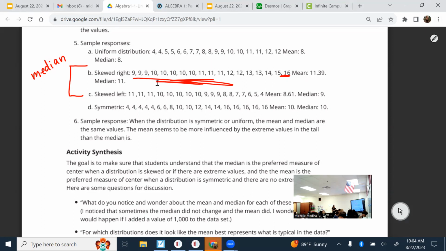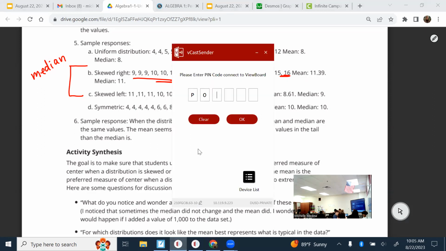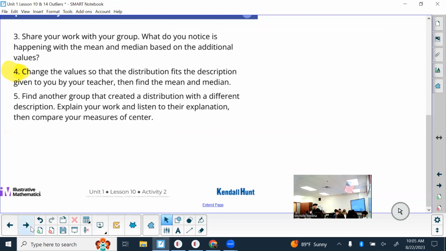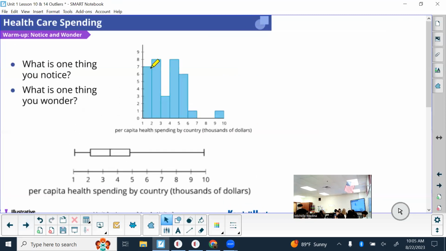All right, so moving on from this activity, good practice with the data distribution. Now, you're going to look at that histogram and box plot that is in your notes. So look at the histogram and box plot that is in your notes. These two.